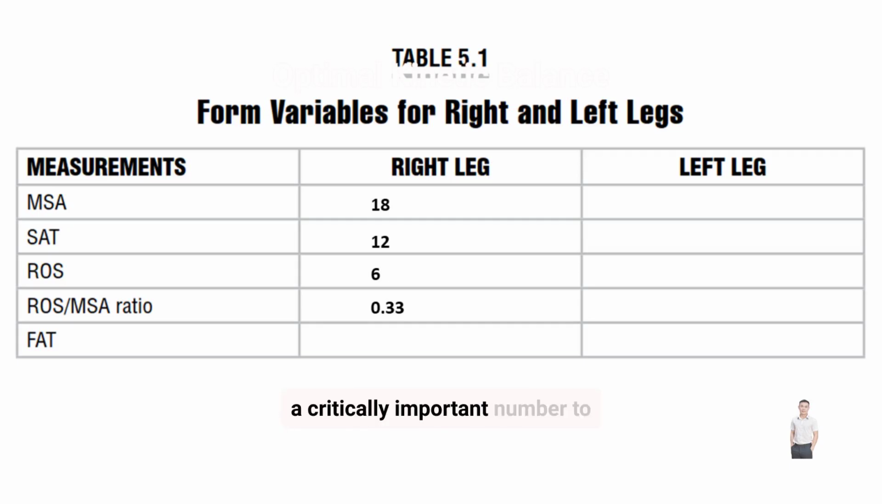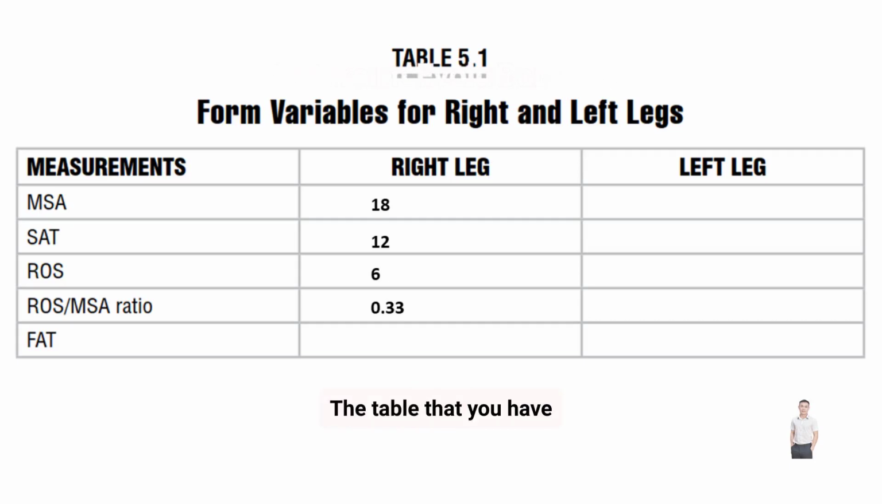This is a critically important number to know, since small ROS-MSA ratios are associated with imparting little kinetic energy to the ground, and extra-large ratios, although rare, may put the leg in a disadvantageous position from the standpoint of producing optimal propulsive forces. An optimal ROS-MSA ratio is about 0.7 to 0.75.